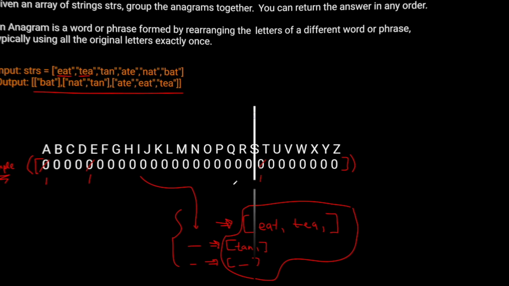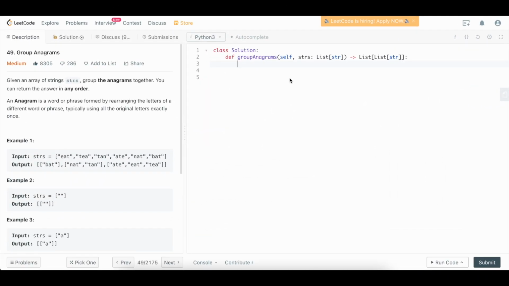I'll see you there. Okay, we're back in the editor. Now let's write the code. Remember that we need a dictionary to store our results for the groups. So let's define that: groups equals collections.defaultdict(list). I'm creating a dictionary whose default value is a list, so I don't have to check whether something's in there. If it isn't, it just initializes an empty list and I can append straight to it.